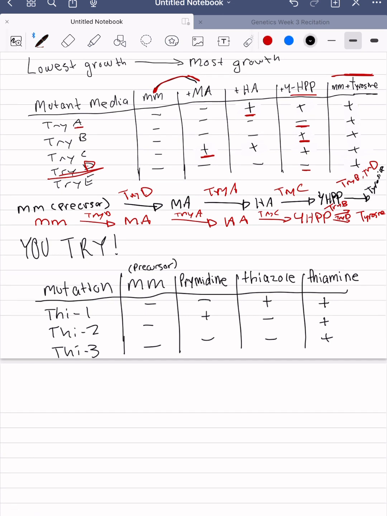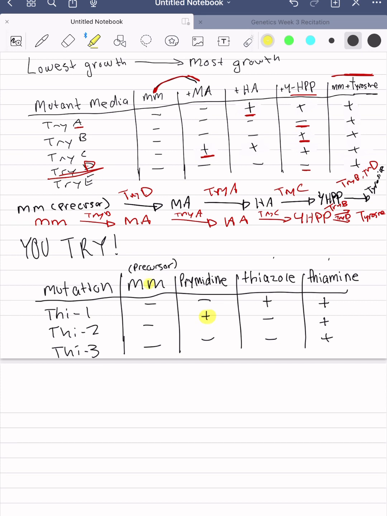So here we can see that there are mutations in Phi1, Phi2, and Phi3, and we have minimal media, which is the precursor, pyrimidine, thiazole, and thymine. Now, fortunately for you, these are already organized. We see that in minimal media there was no growth. From minimal media to pyrimidine, there was growth at Phi2.